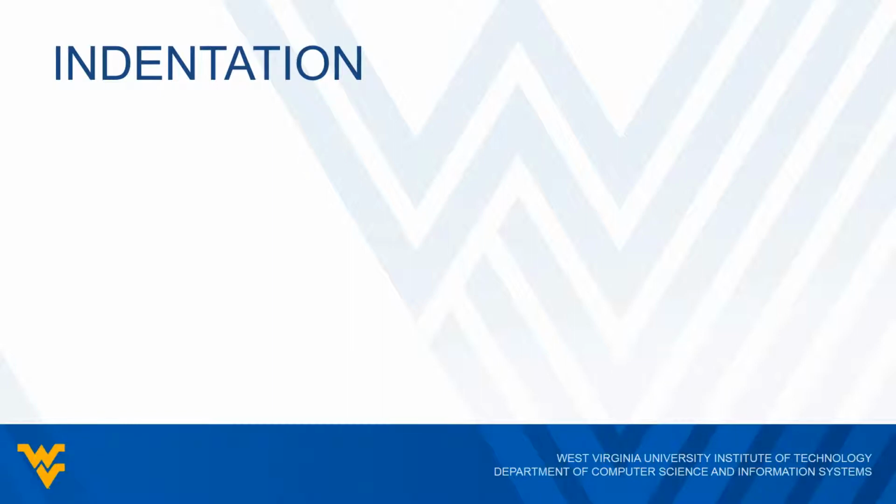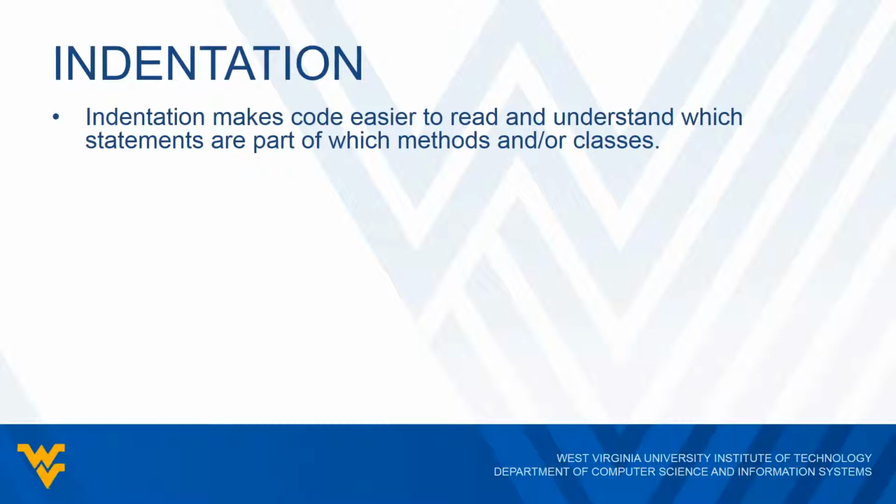So I would say that the first line is the best of the 3. The next set of rules we'll take a look at involve indentation. Now, the purpose of indentation is to make our code easier to read, to make it easier to understand which statements are part of which methods or which classes. It lets us know what is considered part of a class, what's part of a method, what's part of different types of statements.